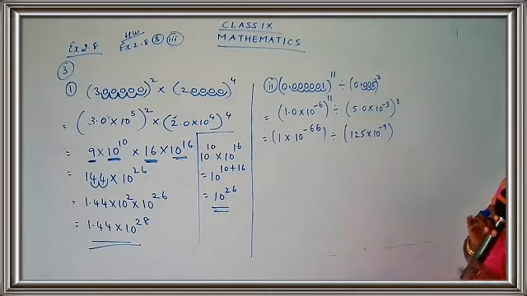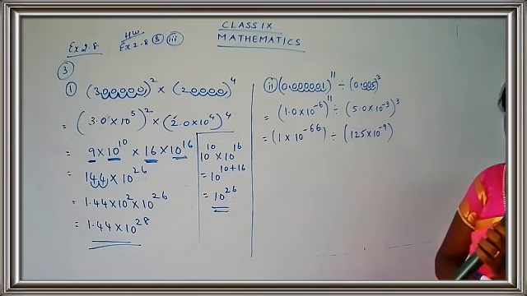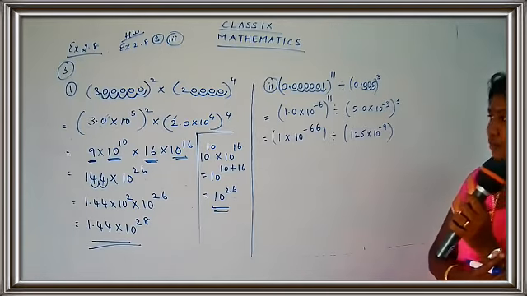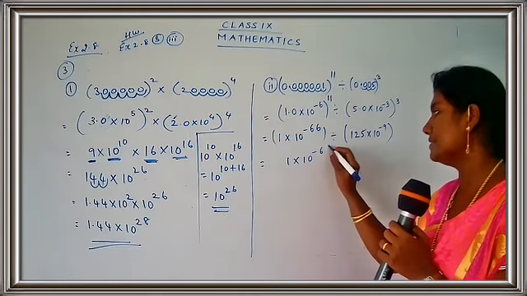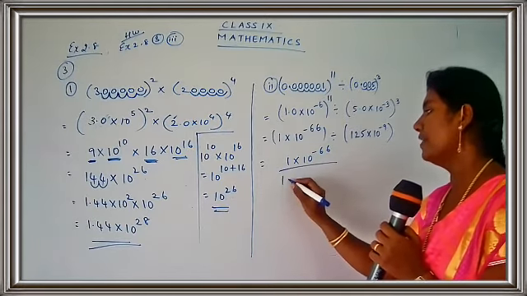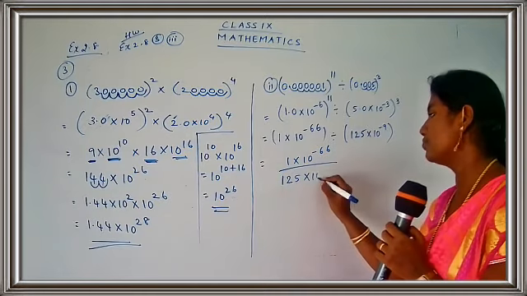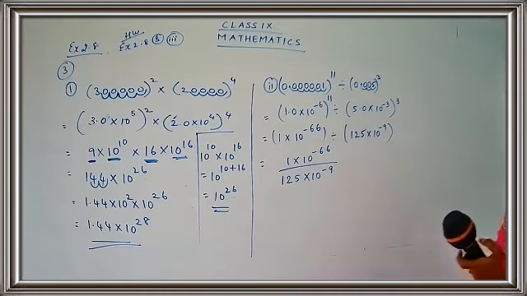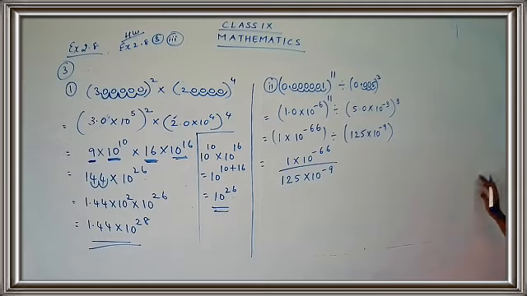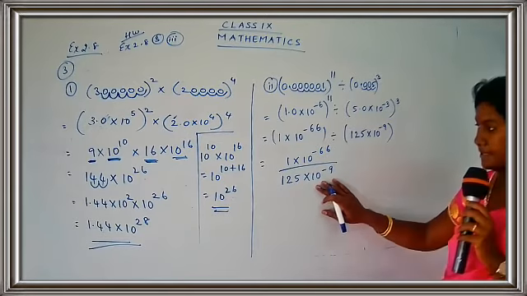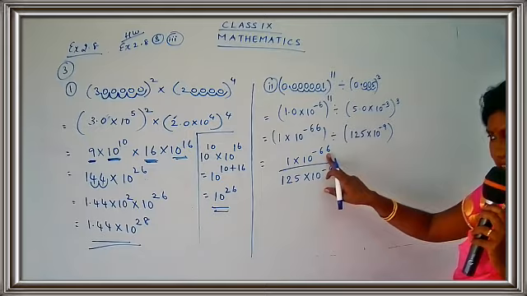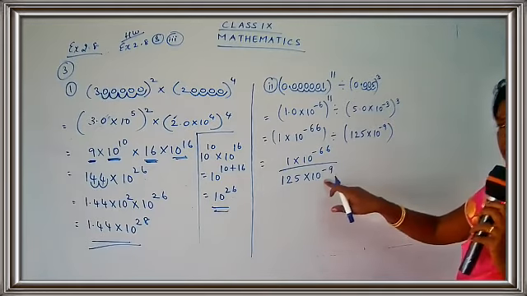Okay, so now what I'm going to do is write this in the form of division because the main sign is division over here. Yes, student? So I'll be writing this as 1 into 10 raised to minus 66 upon 125 into 10 raised to minus 9. Write this as 1 upon 125, into 10 raised to minus 66 upon 10 raised to minus 9.